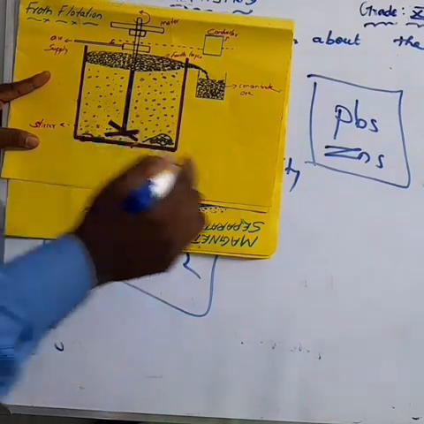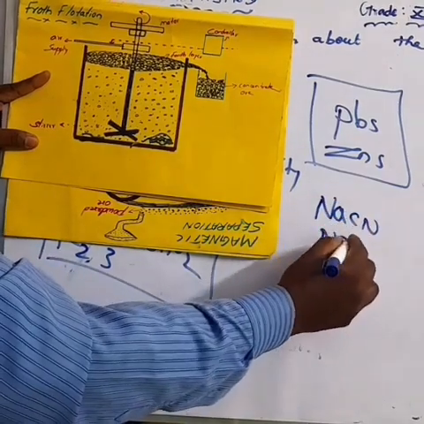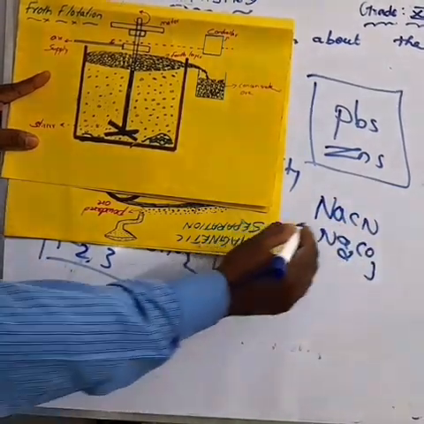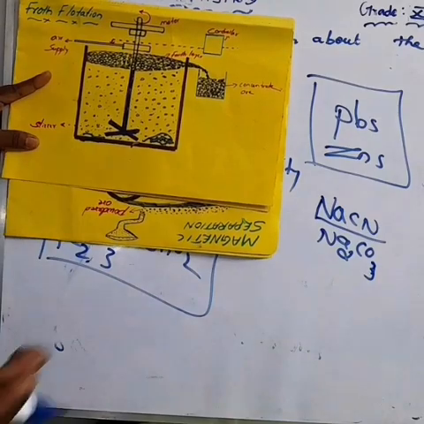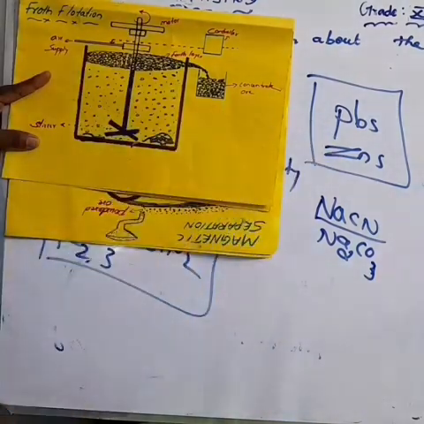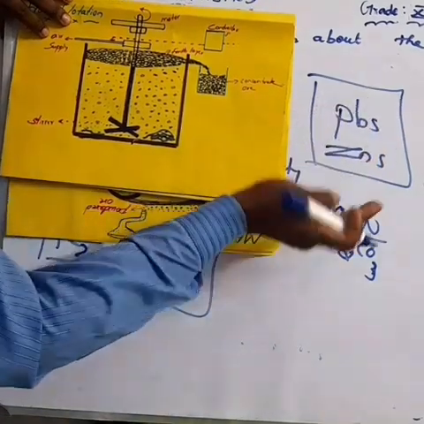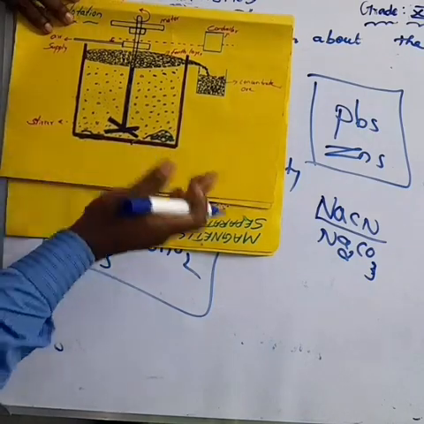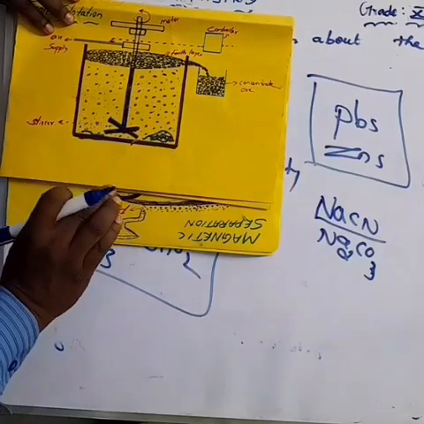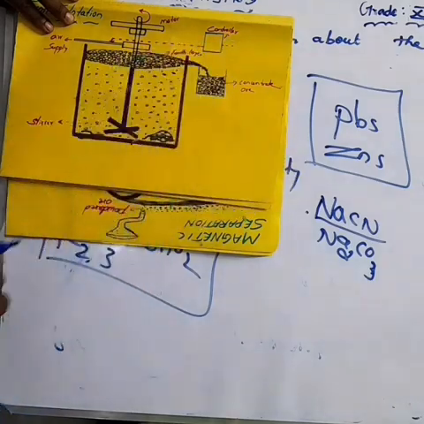Here we are using a depressing agent. Depressing agent means sodium cyanide, sodium carbonate. What is the formula for sodium cyanide? NaCN. What is the formula for sodium carbonate? Na2CO3. To prevent other metal sulfide from coming to the froth. Can you understand me? When a sulfide ore of the metal contains another metal sulfide as impurity, we use a depressing agent such as sodium cyanide and sodium carbonate to prevent the other metal sulfide from coming to the froth.